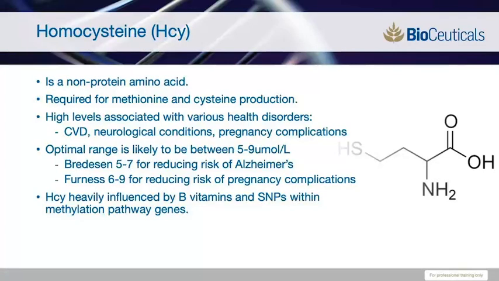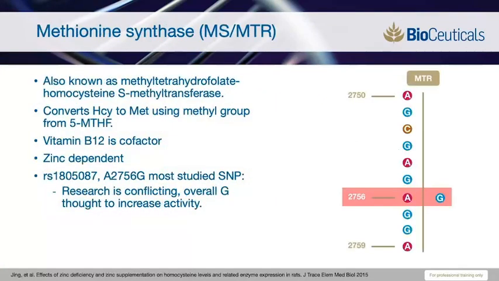And high homocysteine levels are heavily influenced by our B vitamins, the folate, the B12, the B6, and the genetic variations. So methionine synthase, also known as MTR or MS. It's generally shown as MTR, and that's because the actual name is methylene tetrahydrofolate homocysteine S-methyltransferase, a huge mouthful. Hence we say methionine synthase. But it is actually MTR. Occasionally you'll see it as MS, but just know they're all the same thing.